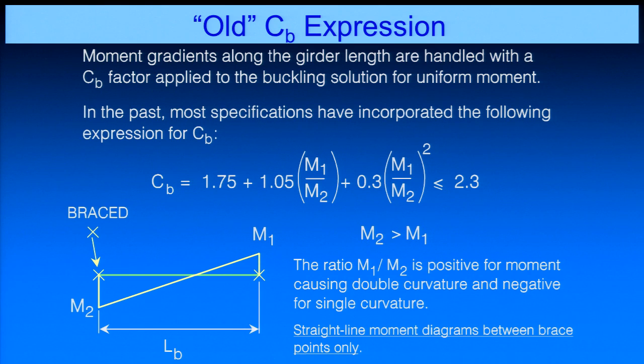If it was reverse curvature bending, that's a help. We take the ratio as positive. If it was single curvature, that's a worse condition. We take the ratio as negative. Now, one of the drawbacks to this equation is it's really only valid for straight line moment diagrams between the brace points. Okay? That means if your beam weighs anything, which it does, technically this C sub B equation isn't really valid. But if you were dominated by lateral load on a frame where you primarily had a straight line moment diagram, it actually would work. But it was a drawback that it was limited in its applicability.